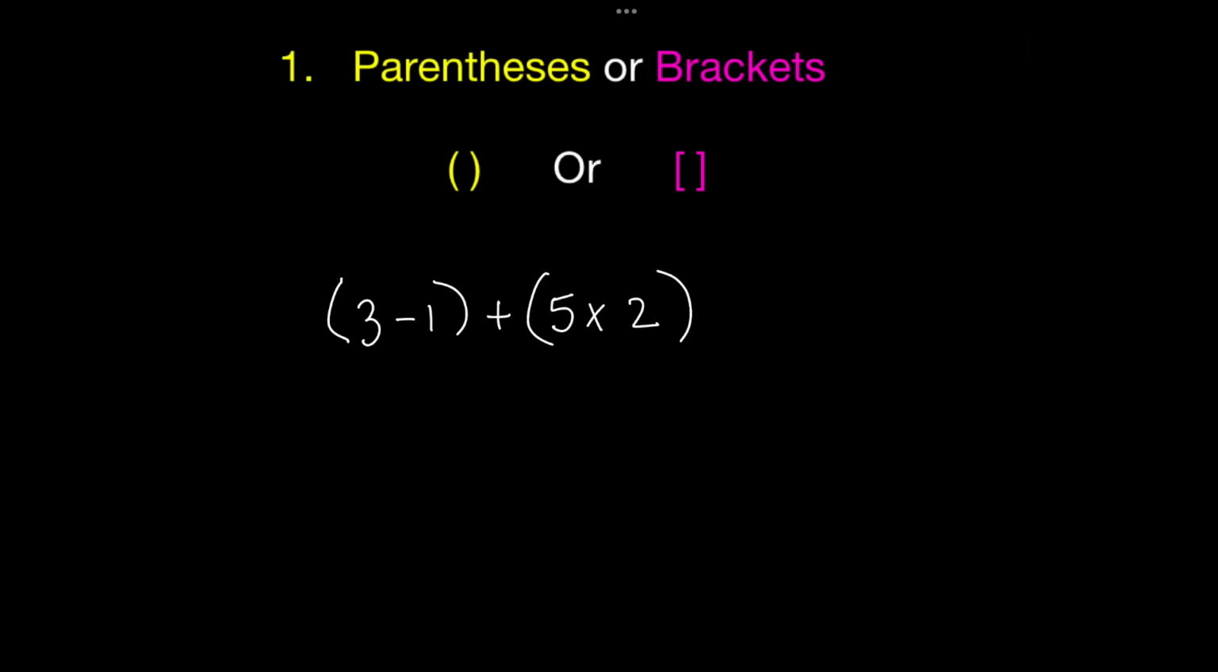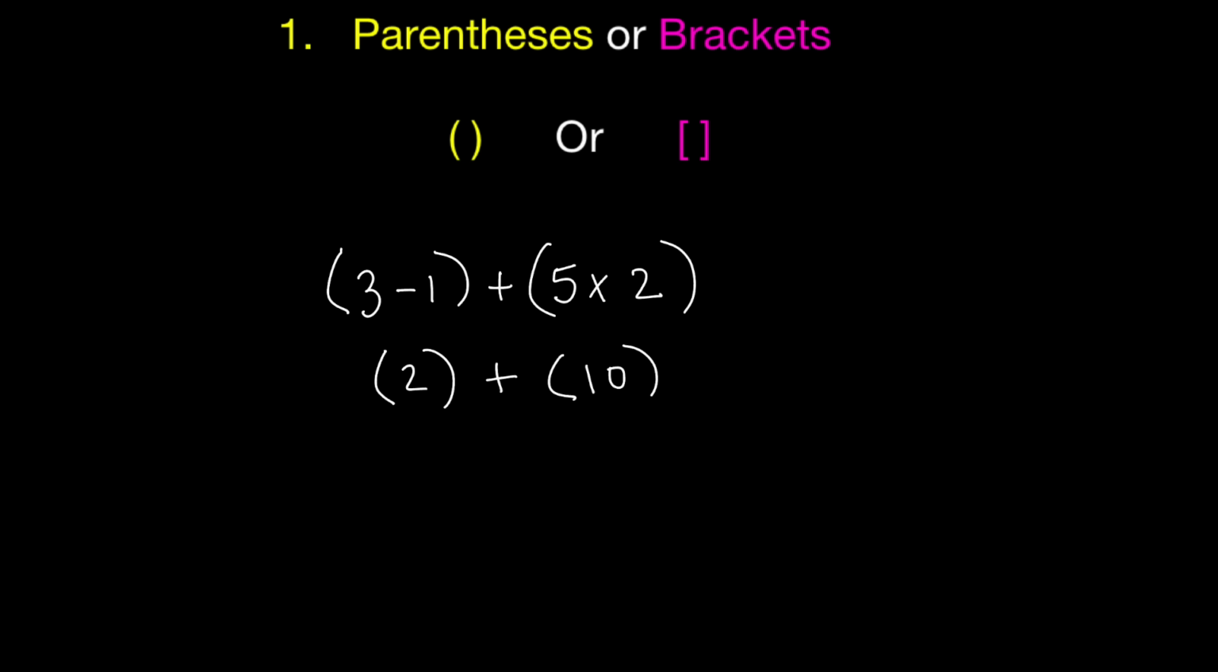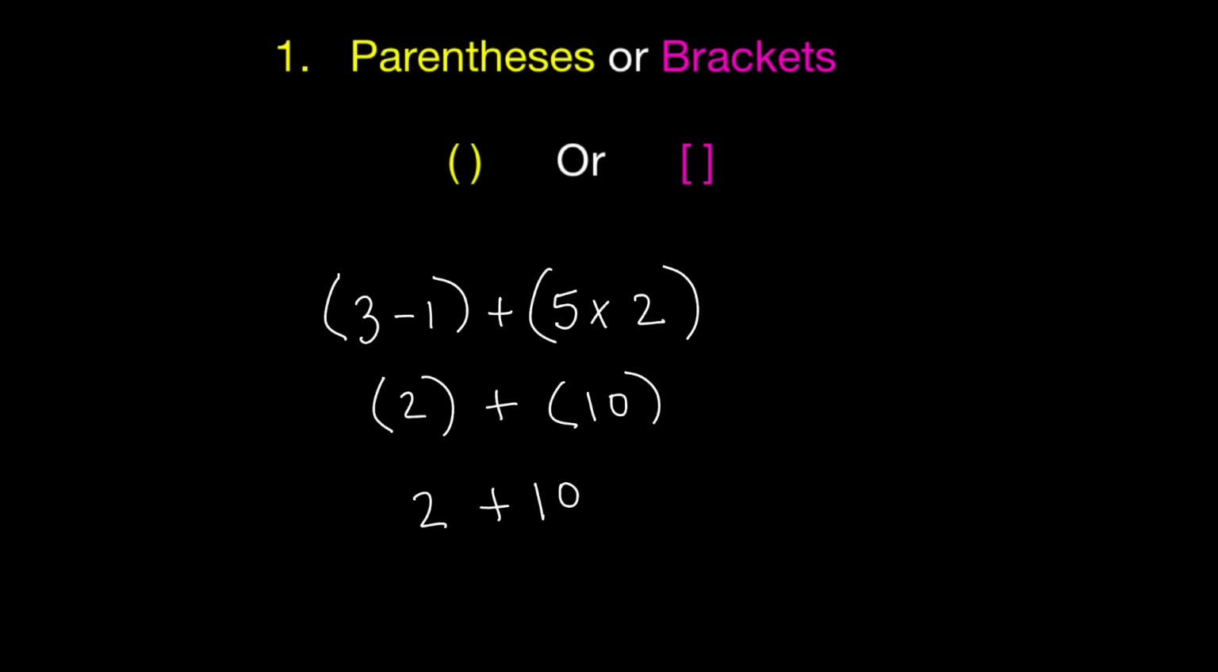What if we have more than one parenthesis like this? Fortunately, it doesn't matter which parenthesis you do first. The main goal is to follow the math rule, and that is to do everything in parenthesis first. So let's continue to work left to right to make this an easy process. If we simplify 3 minus 1, we get 2. If we simplify 5 times 2, we get 10. Next, we can safely drop these parentheses, and we will get 2 plus 10, which is 12.